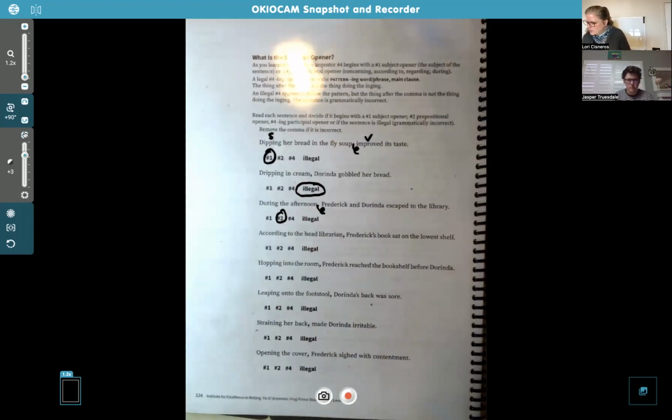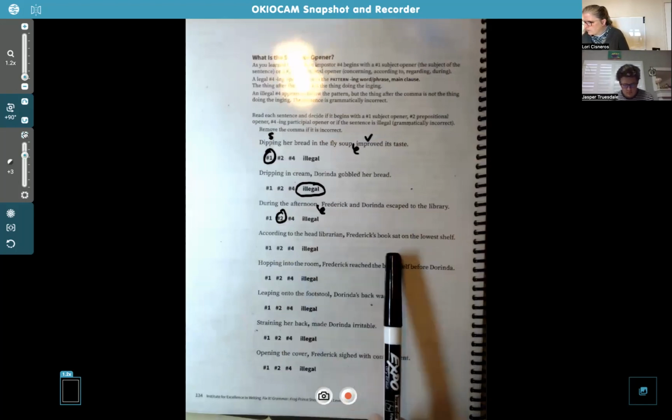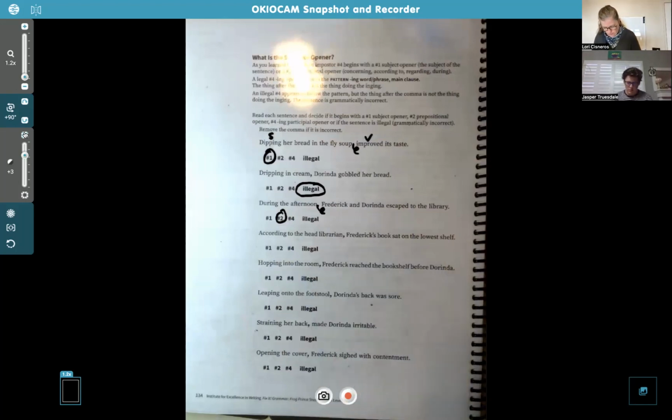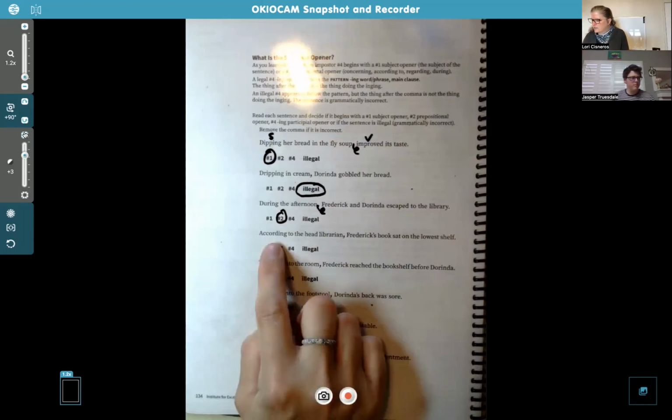Okay, and the next one, according to the head librarian, Frederick's book sat on the lowest shelf. Is that one illegal because Frederick's has the S? That's a good thought. But it's actually a preposition, according to.